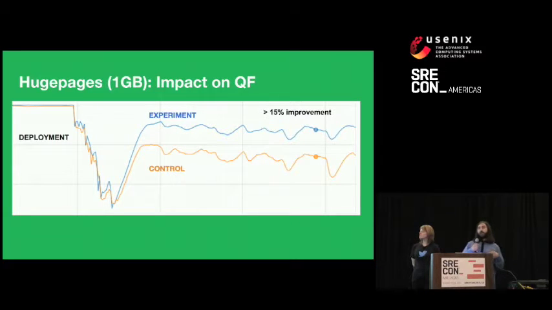However, once that feedback loop stabilizes, we can see that our experiment cluster has a higher QF than that of our control. So this indicates to us that the backend has become more efficient and is able to produce a higher quality result with the same amount of resource. In this case, with this change, we gained over 15% on QF by enabling 1 gig page size.